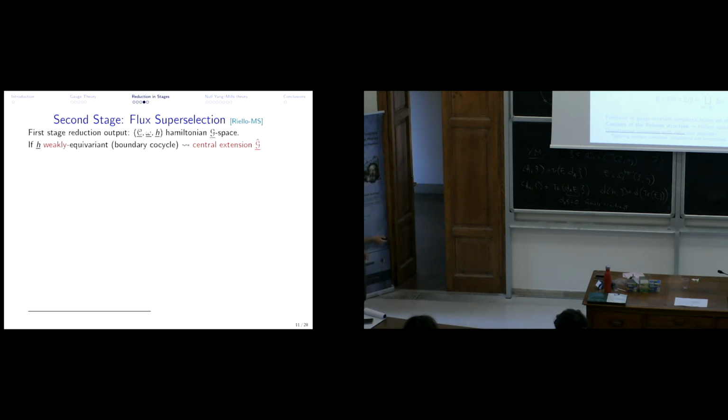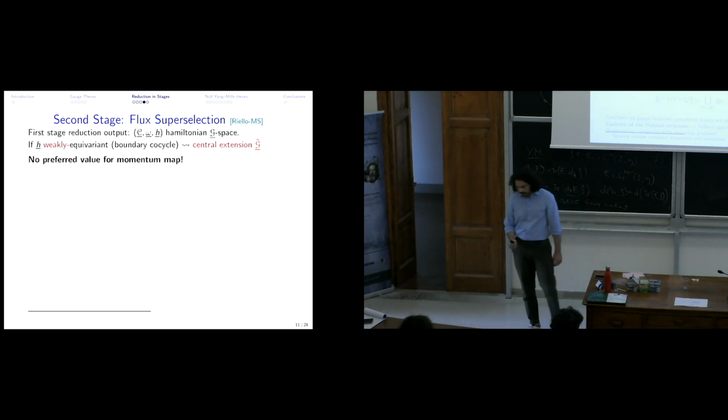Okay, so let's look at the second stage, which we suggestively call flux superselection. So from the first stage, we have an infinite dimensional Frechet weak symplectic manifold with a Hamiltonian momentum map, which is weakly equivariant if I have this cocycle supported on the boundary, which we can treat in the usual way by taking central extensions.